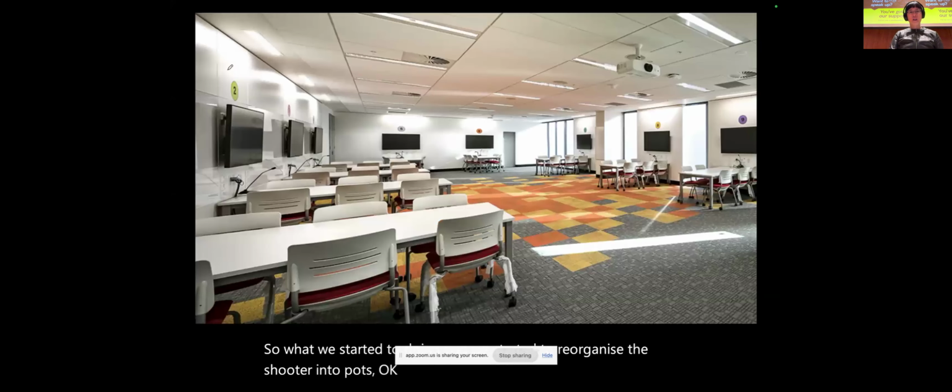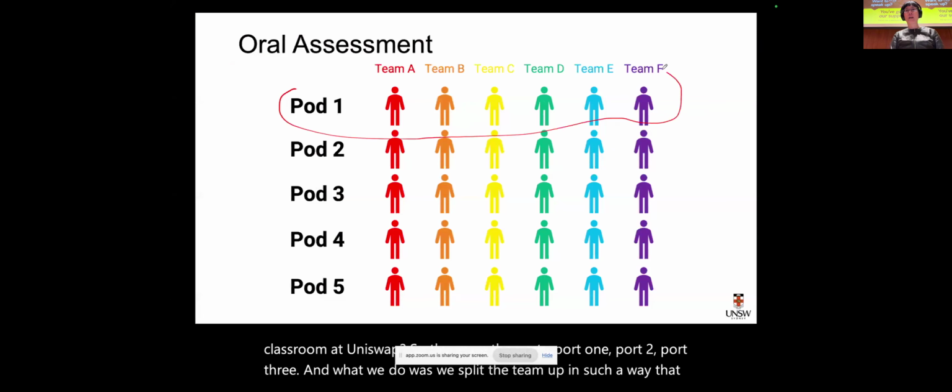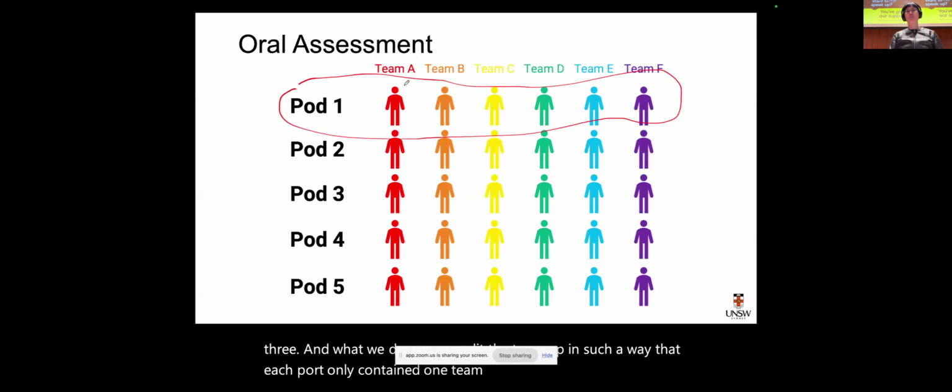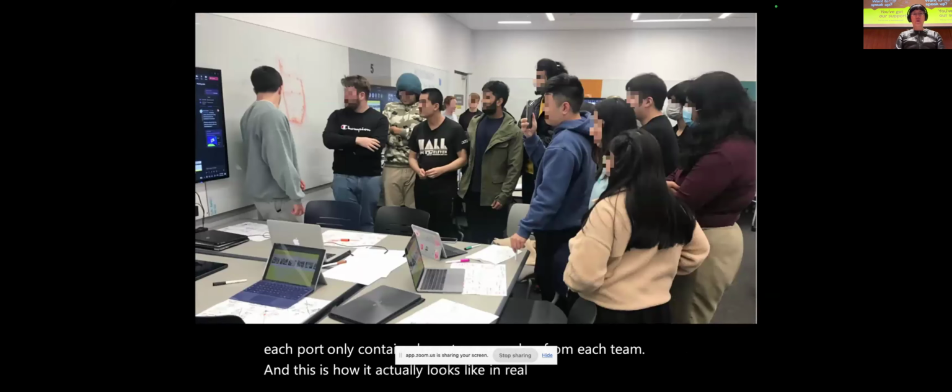So can you see that this is a typical classroom at UNSW? So these are the pods, pod 1, pod 2, pod 3. And what we do was we split the team up in such a way that each pod only contained one team member from each team. And this is how it actually looks like in real person. So you can see there's one group of students here with a member from each team on pod 5, and behind them is another pod with other group members.